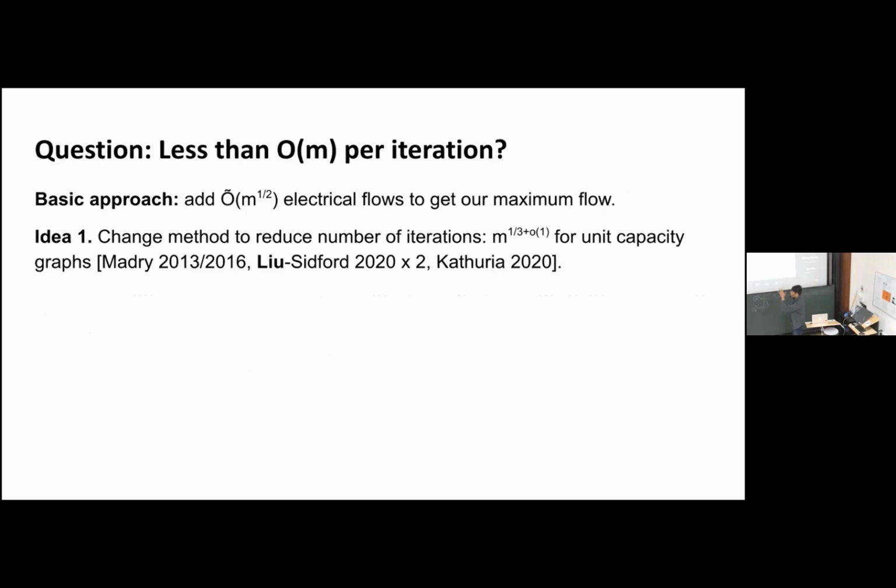If you just naively use root m electric flows, then you get a runtime of m to the 1.5 because every iteration is a linear runtime of m.